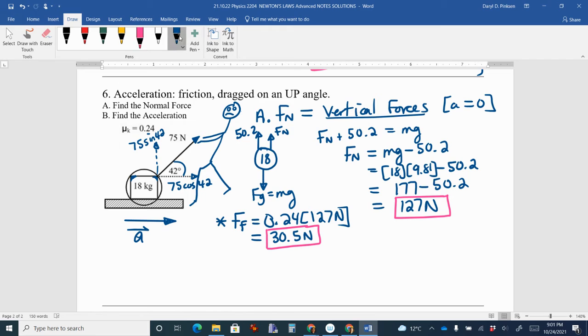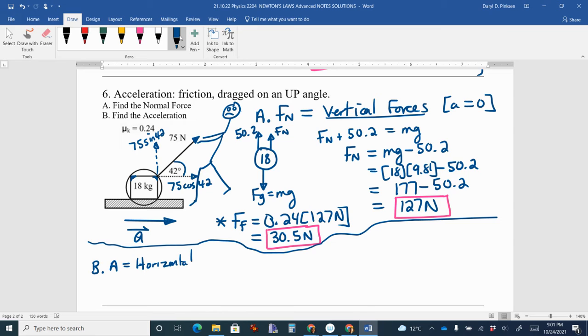So now let's go back, and to find the acceleration, part B, we're looking for the horizontal forces. I'm going to draw kind of a division here, and I'm just going to work down here. So that's the horizontal. And here the acceleration is not 0. We're actually accelerating sideways. Here's what our free body diagram will look like.